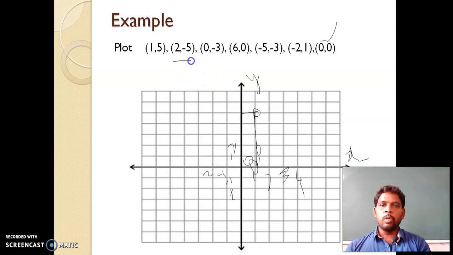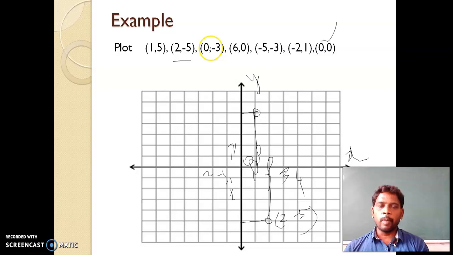So next, 2 comma minus 5. The x value 2 means a positive value, so it will be here. And then what about the y value? Minus 5, so minus y value is down. Okay, so here 1, 2, 3, 4, 5, so minus 5 will be here, at the intersection of these two lines. When you are drawing in your graph notebook, just draw the lines like this and then plot the point. Okay, so this one is 2 comma minus 5, right?